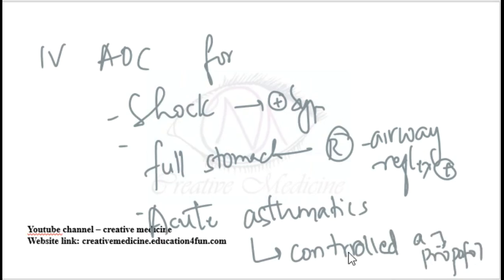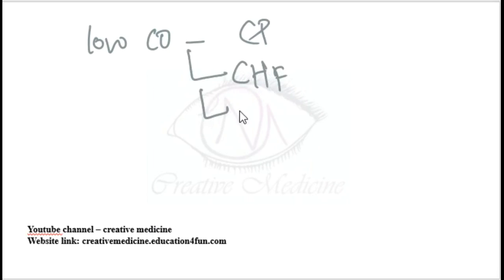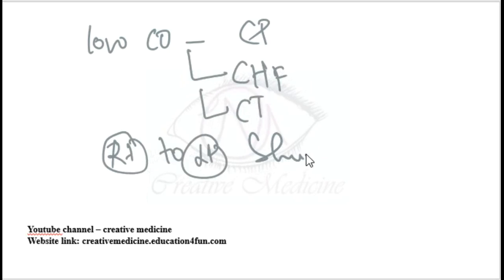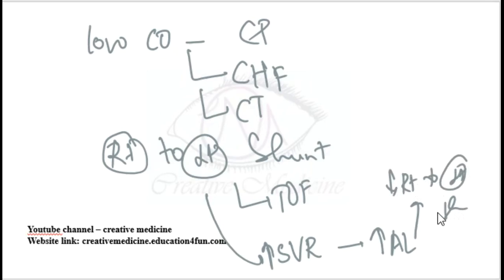Ketamine is the intravenous agent of choice for low cardiac output, that is, for constrictive pericarditis, congestive heart failure, and cardiac tamponade. Ketamine is the intravenous agent of choice in right to left shunts like tetralogy of Fallot, because in right to left shunt there is increased systemic venous resistance, thus increasing the afterload, thus it decreases the right to left shunt. But ketamine is contraindicated in left to right shunts.